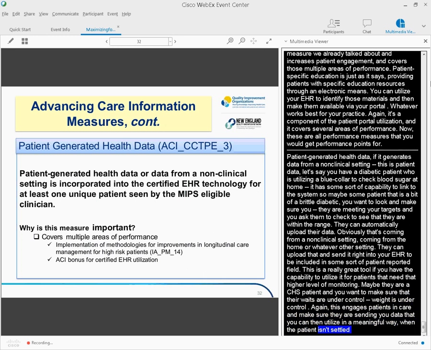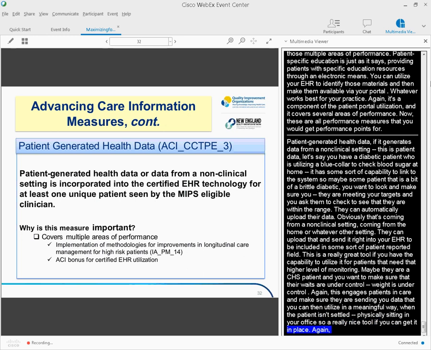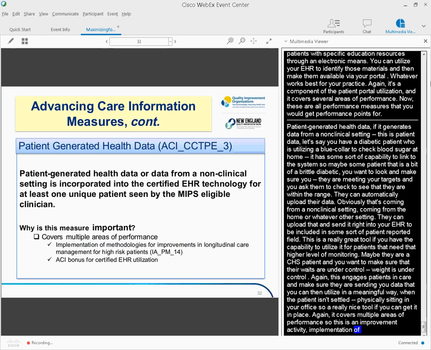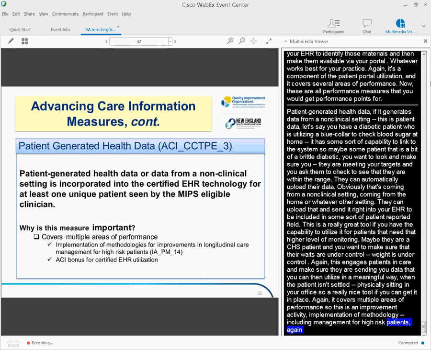So this is an improvement activity, implementation of methodologies for improvement of longitudinal care management for high-risk patients. Again, those diabetics, CHF patients, maybe COPD patients, asthmatic patients. You can check with them on their action plans. And because it's an improvement activity that utilizes the EHR, you get bonus points.